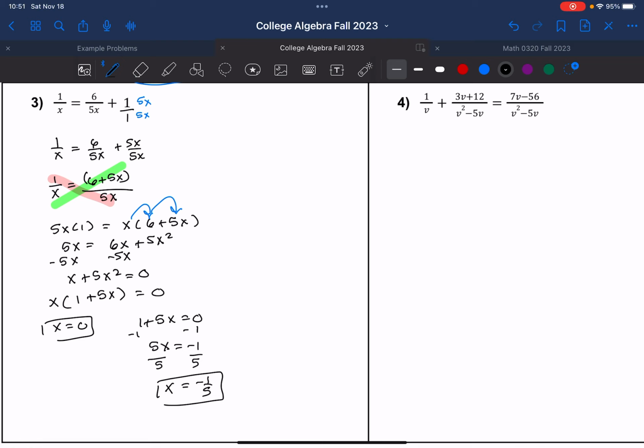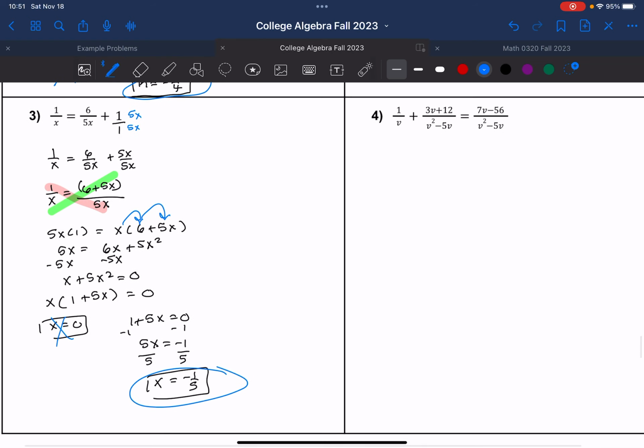If we were to plug in 0 into these denominators here, would they be 0? Correct, they would be 0. So that means that we're going to get an undefined answer, so x equals 0 is not possible. Now, let's see if we plug in negative 1/5. So negative 1/5 here, that's not going to make it 0. And negative 1/5 here, negative 1/5 times 5 is just negative 1, so that's not going to be 0. So that means this is an answer. So the only answer we have here is x equals negative 1/5.